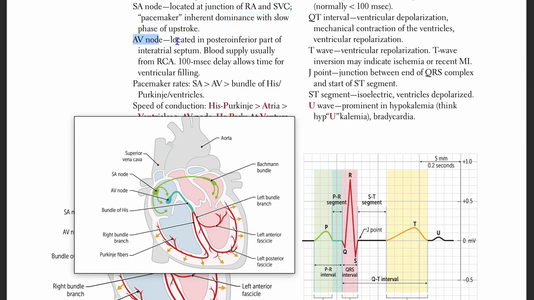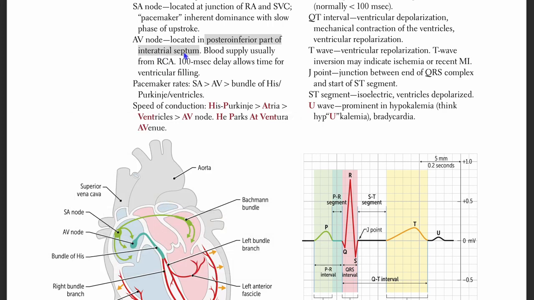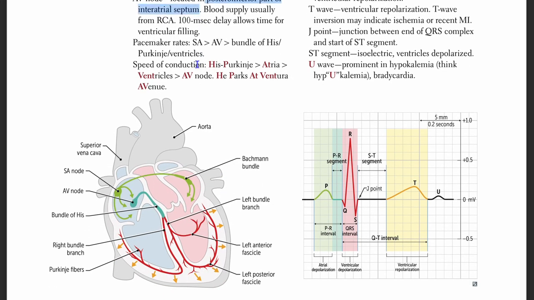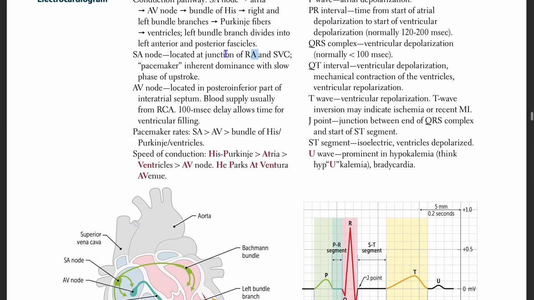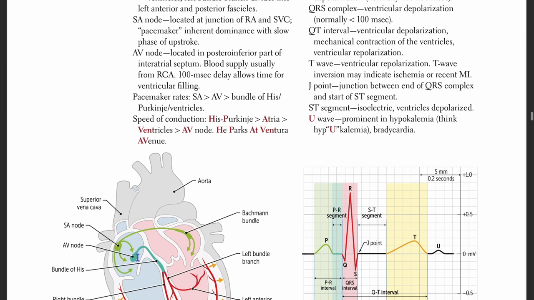Then you have the AV node, which is located in the posterior inferior part of the interatrial septum. Okay, so this is the interatrial septum right there between the two atria. This signal goes through the fossa ovalis. That's where this travels through. And just remember that this AV node is on the interatrial septum. So SVC is for the SA node, and this one is for the AV node in the interatrial septum.